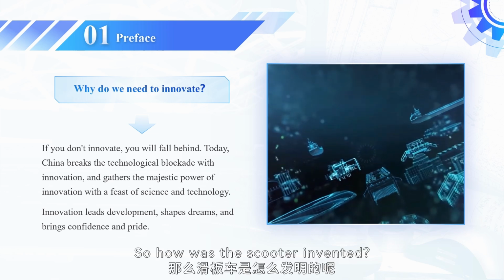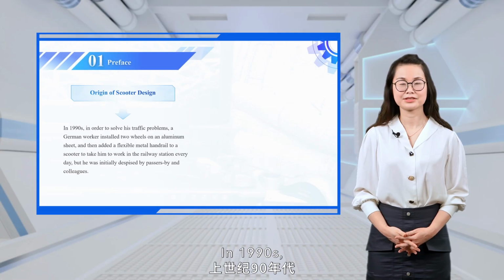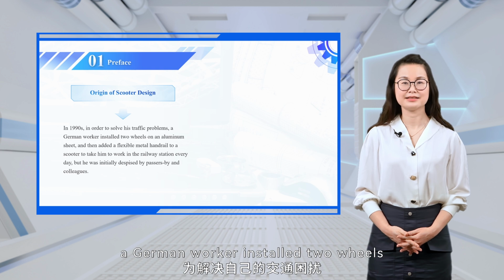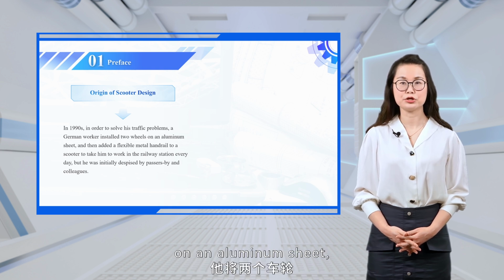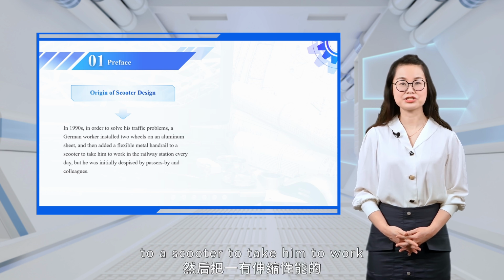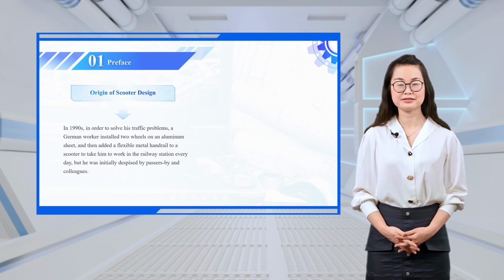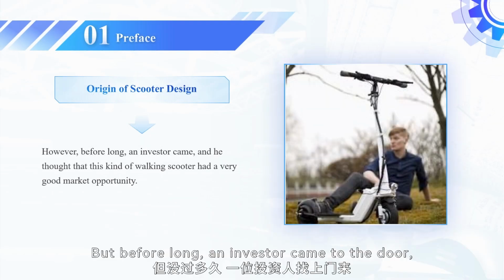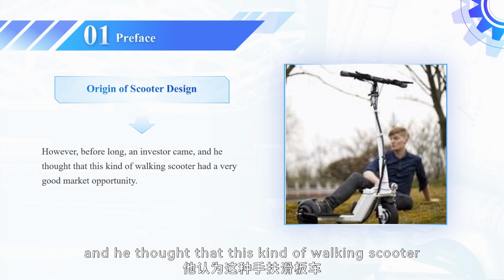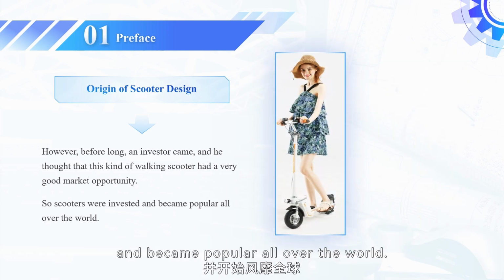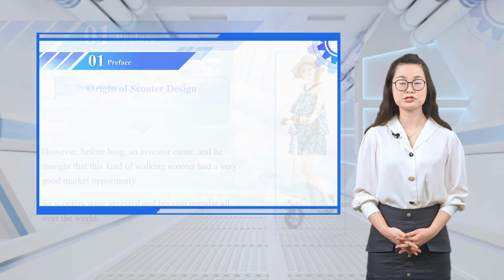So how was the scooter invented? In the 1990s, in order to solve his traffic problems, a German worker installed 2 wheels on an aluminum sheet, and then added a flexible metal handrail to make a scooter to take him to work at the railway station every day, but he was initially despised by passers-by and colleagues. But before long, an investor came to the door, and he thought that this kind of walking scooter had a very good market opportunity. So scooters were invested in and became popular all over the world.